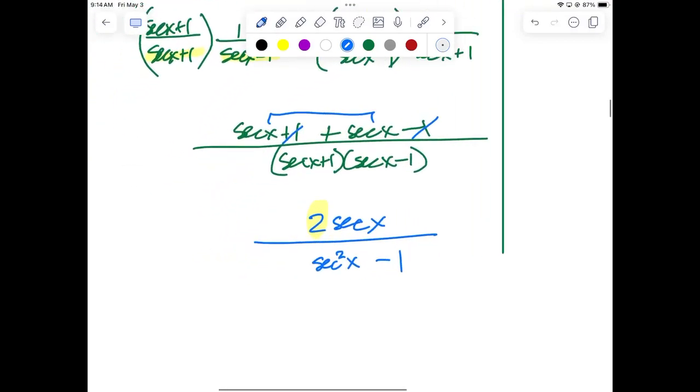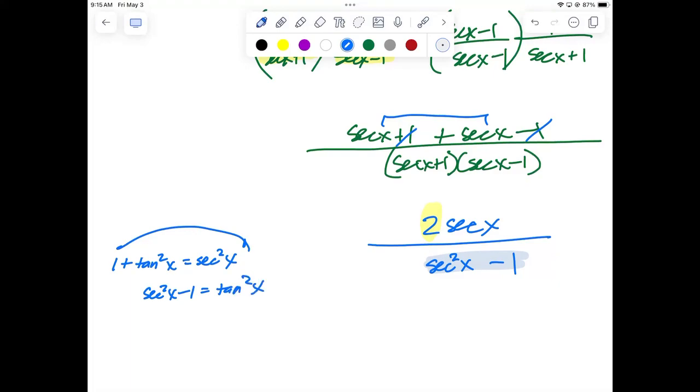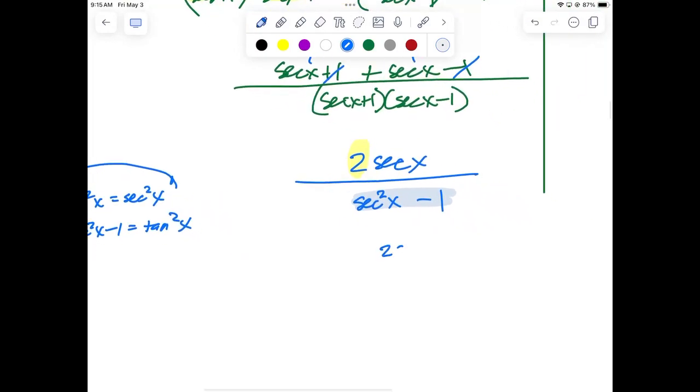Okay, cool. Now, when you see secant squared minus 1, the bell should go off in your head. When you see a squared trig function, especially in the presence of the number 1, you should be thinking Pythagorean identities. Now, I know that you probably don't have this one memorized and can manipulate in your head. Maybe you do. But you off to the side could write it out. I know that 1 plus tangent squared of x is equal to what? Secant squared of x. So if I just bring the 1 across, I get secant squared of x minus 1 equals what? Can I make that substitution? I absolutely can. Yeah, so I get 2 secant of x all over tangent squared of x.